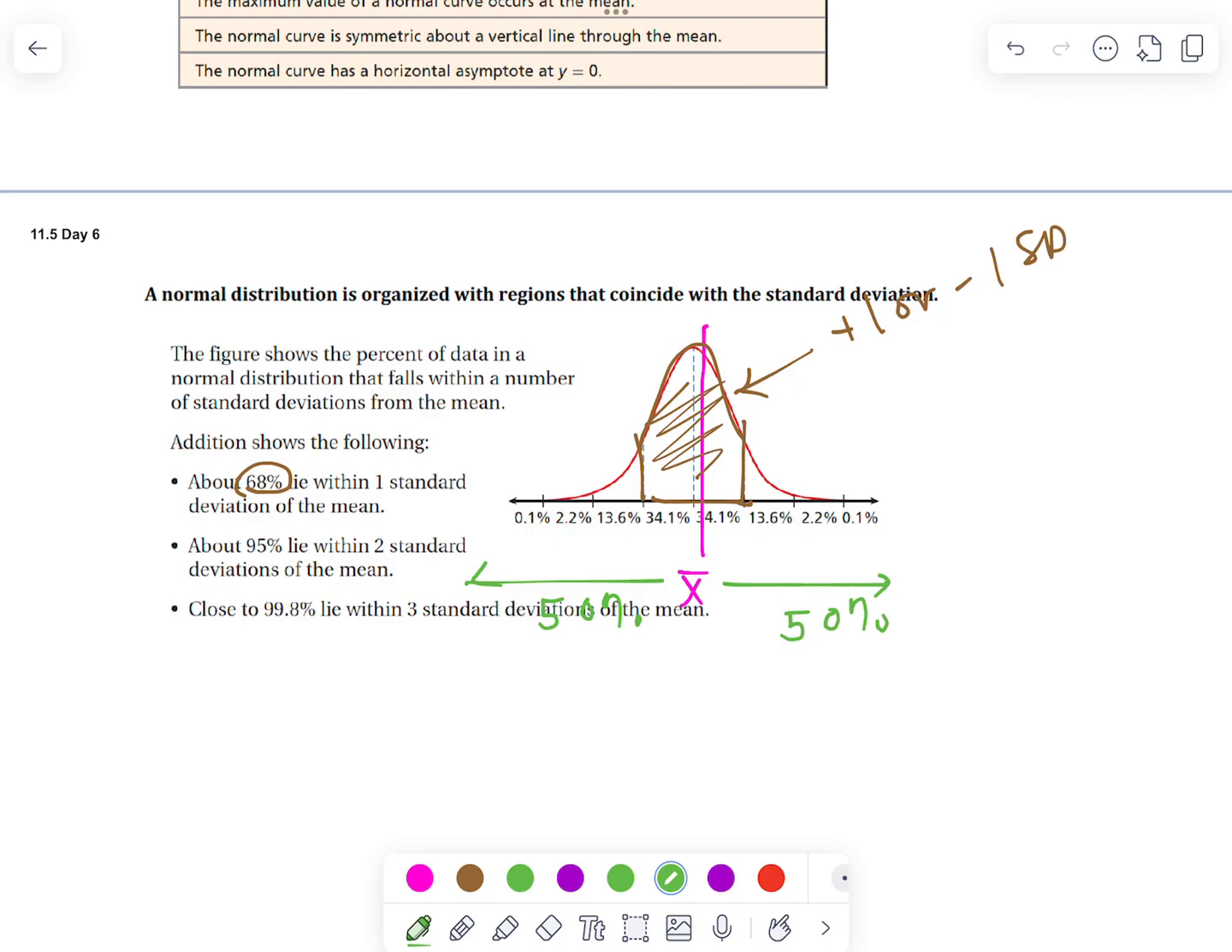If we go farther out, to now this green region, 95% fall within 2 standard deviations. So this is plus 2 or minus 2 standard deviations. And the last area is within 3 standard deviations, which is 99.8% of our data will fall within 3 standard deviations.